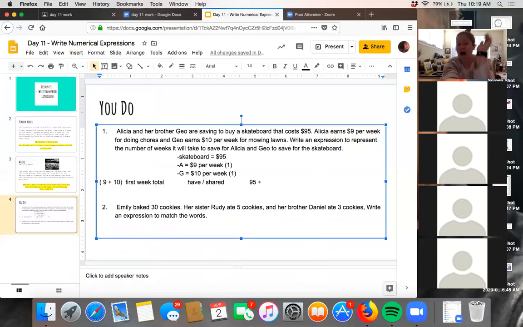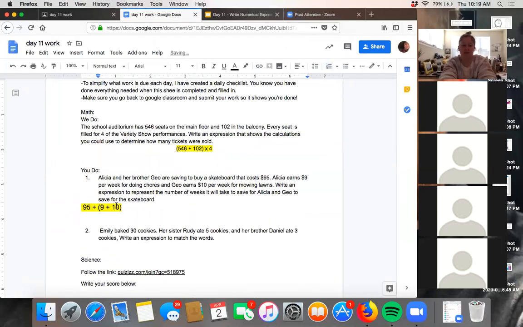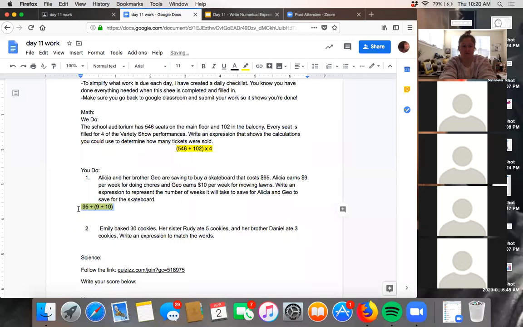Okay, wow. So 95 divided, and now I'm going to move my parentheses over because I want to divide by what they're going to make in 1 week, and we want them to solve for it, not us. So my answer is going to be 95 divided by 9 plus 10, because essentially that then turns into 95 divided by 19, and that will tell me how many weeks it's going to take. So 95 divided by parentheses 9 plus 10 equals being the expression that I'm wanting for number 2, or number 1 on the you do, number 2 for us.